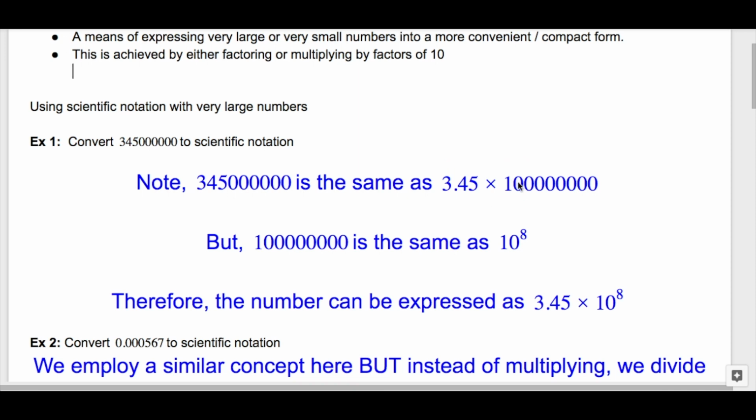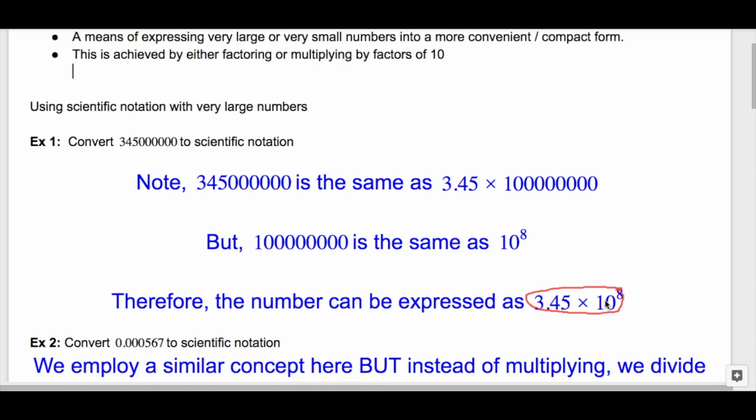What we can simplify even further is to take a look at how many zeros we have in this number. If we count them, we've got 1, 2, 3, 4, 5, 6, 7, 8 zeros. That means we can actually simplify this 100 million down to 10 to the power of 8. Therefore, instead of expressing our number as 3.45 times 100 million, we can express it as 3.45 times 10 to the 8. And this is what we refer to as scientific notation.